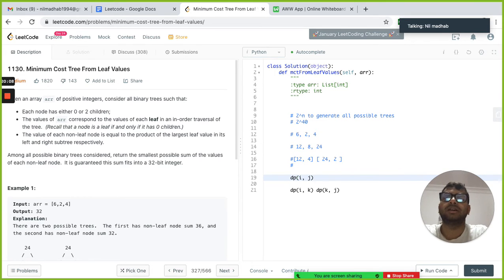dp of ij maybe can be the sum of non-leaf node. I think dp of ij will be equal to the sum of dp ik and dp kj plus the product of the maximum from these two subarrays, because in dp of ij we will have a new node. Yes. So it should contain two things, right? One is the sum of non-leaf nodes and the other is the largest leaf node, right?